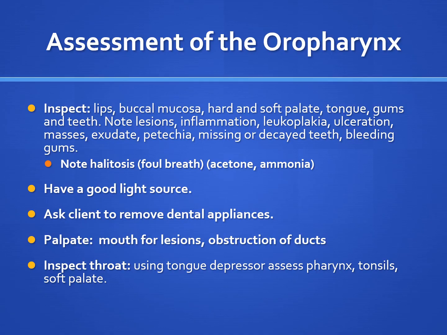This part of the exam focuses on the mouth and throat, and it can tell us a lot about infection, hydration, nutrition, and systemic disease. So assessment of the oral pharynx. So when we're doing this, we're inspecting the lips, buccal mucosa, which is the inner cheeks, the hard and soft palate, the tongue, the gums, and the teeth. And what we're looking for is any lesions or ulcers, inflammation or redness, or leukoplakia, which is white patches, any masses or exudate, petechiae, dental issues like missing or decayed teeth, and then bleeding gums.